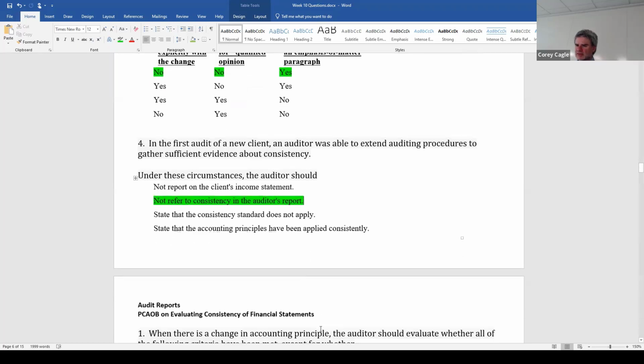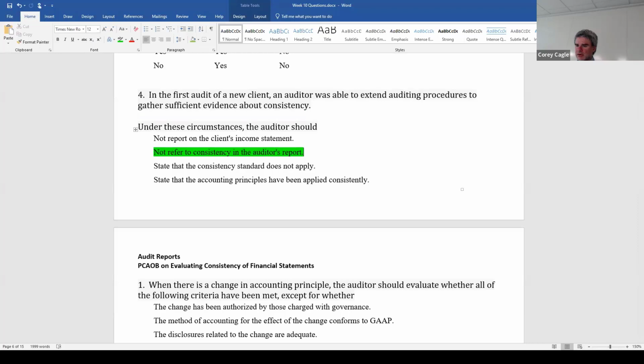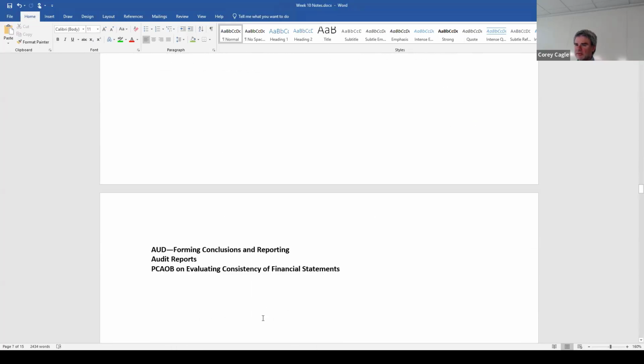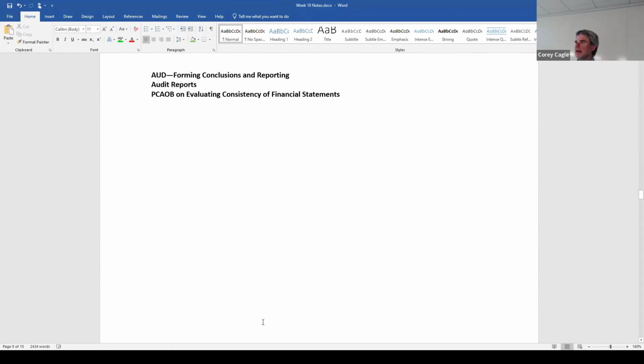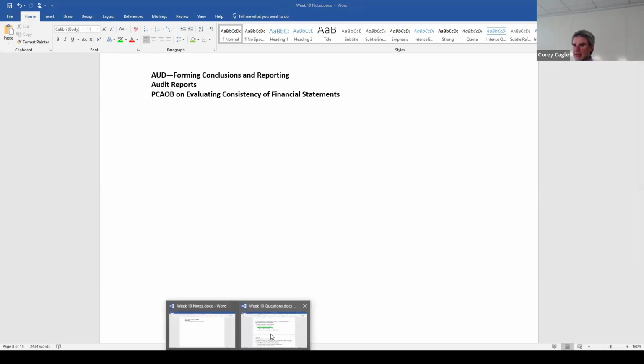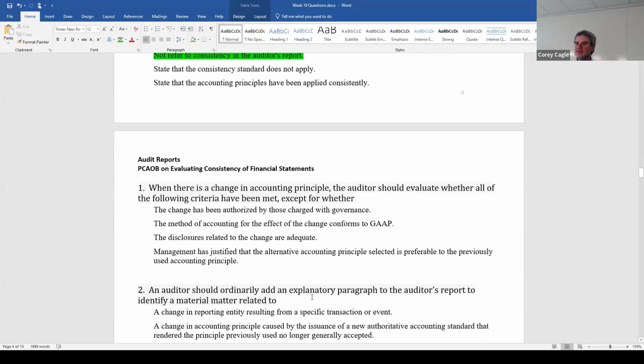Good questions for that section, I thought. Then we got the PCAOB's viewpoints on that. I didn't see anything worth adding to the discussion. And the questions are similar, except it's just for public company audits, I guess. One says when there's a change in accounting principle, the auditor should evaluate whether all of the following criteria have been met, except for whether what. So which of these do we not care about?